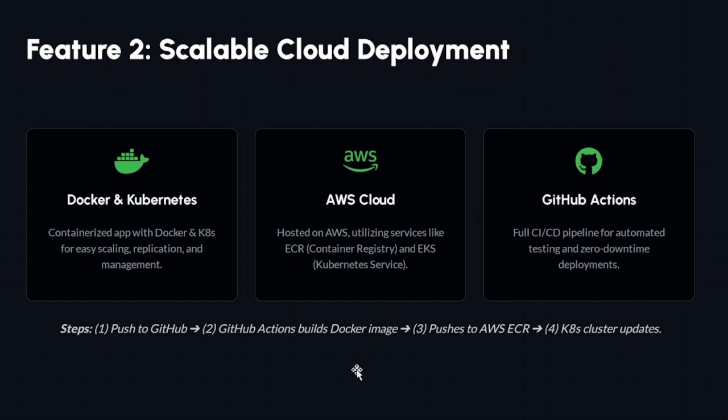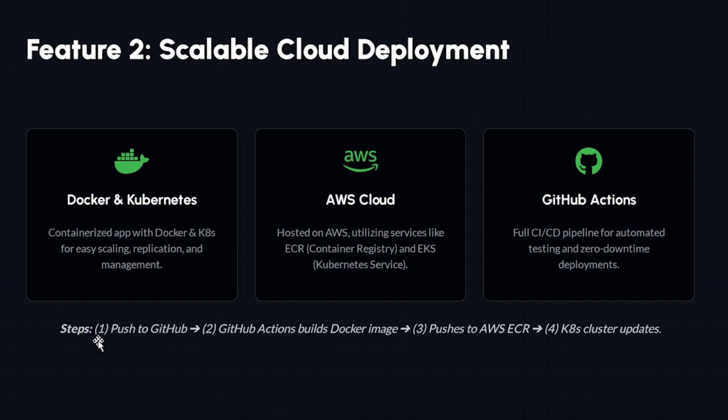AWS Cloud is used for deploying our containerized application to the cloud using services like EC2, ECR, and ECS. For continuous integration and continuous delivery, we use GitHub Actions. We can also use Jenkins, but in this project, we use GitHub Actions for the testing and deployment pipeline.